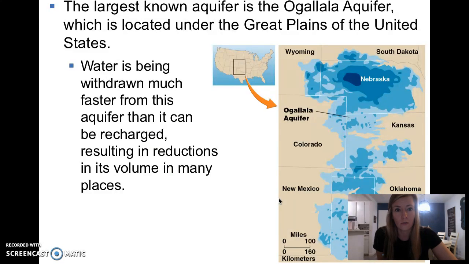The largest known aquifer is the Ogallala Aquifer, which is located on the Great Plains of the United States. But water is being withdrawn really quickly from this, much faster than it can be recharged, which is resulting in reductions of its volume in many places. The reason is that this is where we had really bountiful and fertile farmland, and we were able to draw water from there to irrigate it. Because of that, we've used it more than it could renew itself, which is why it's running out.